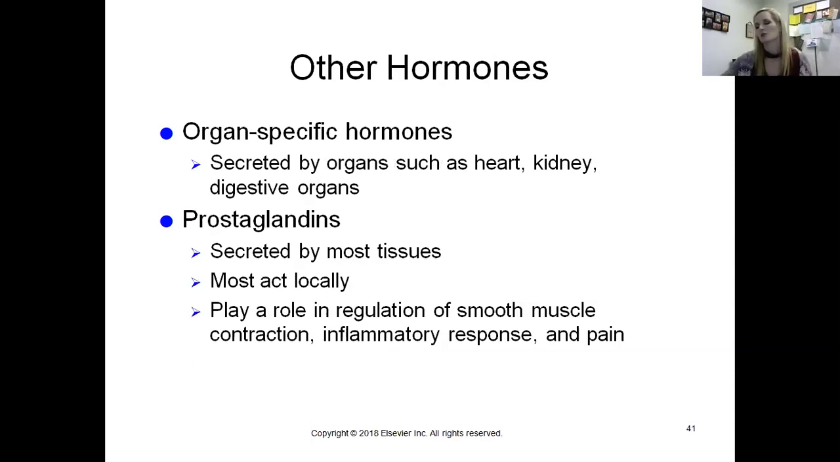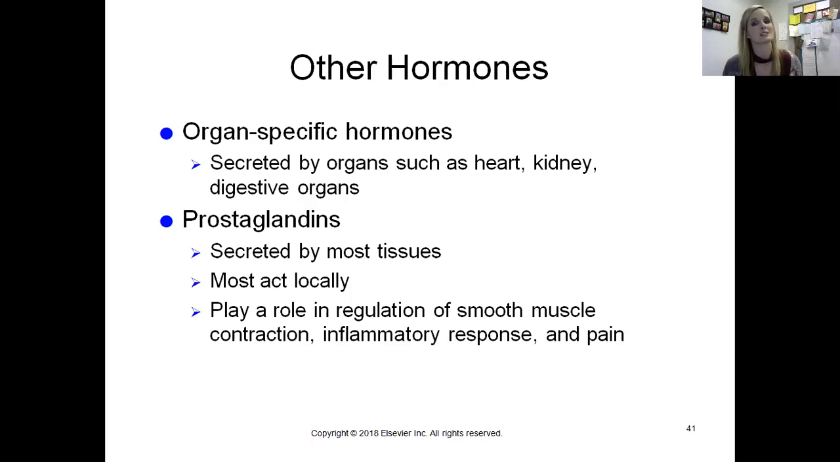We've talked about all of the endocrine glands that we've labeled on our diagram, but there are some other organ-specific hormones that we'll actually get into in certain chapters. They are secreted by organs such as the heart, kidney, and digestive organs. We'll talk about one in the kidney called erythropoietin, or EPO. I can't remember if we've already talked about it in the blood chapter, but I think we have. EPO is secreted by the kidney because blood is constantly being filtered through the kidney, and that's how we're going to create urine. I'll get into that later.